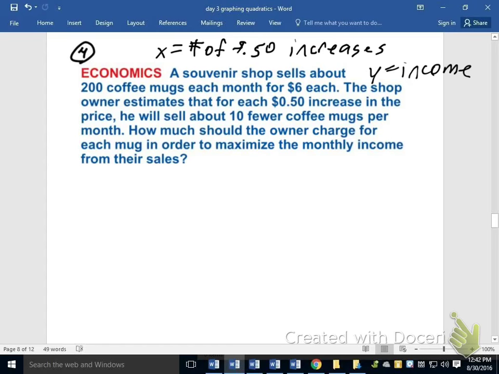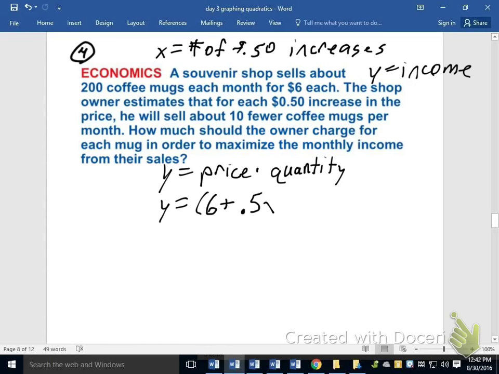What's going to happen then? Y, the income, is always equal to the price times the quantity sold. And we can represent them with expressions based on X. Right now, the price is $6, but he's considering increasing that by 50 cents a few times. So right now his price is $6, but he's going to add 50 cents to that each time he increases the price, X.